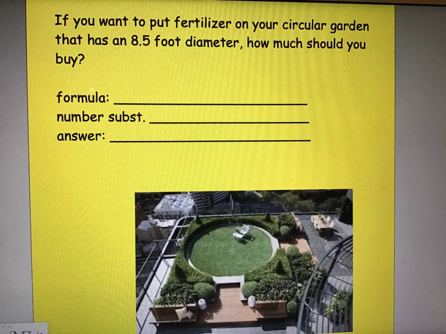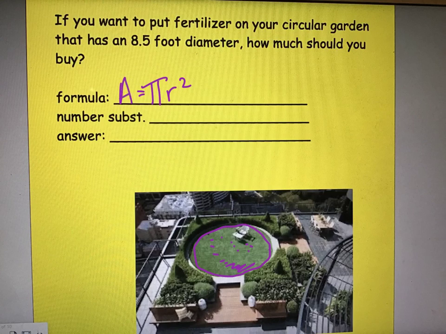So you're putting fertilizer on the garden. So do you think when you fertilize a garden, you only fertilize this outside edge? Or do you think you put fertilizer on all of the grass? If you said all of the grass, you are right. So if we're going to fertilize everything, that's the area inside. So I need the area formula. And it goes pi r squared, sounds like area to me. Love that song. I hope you do too.